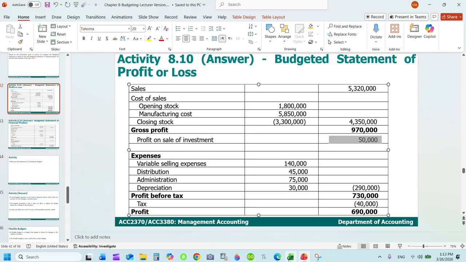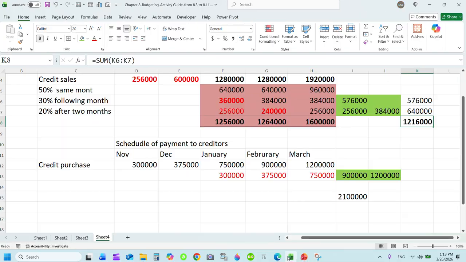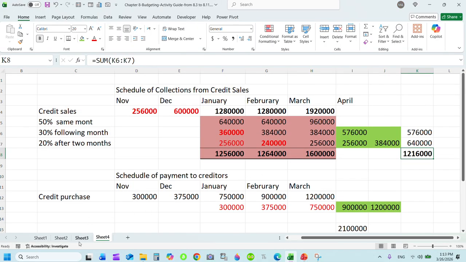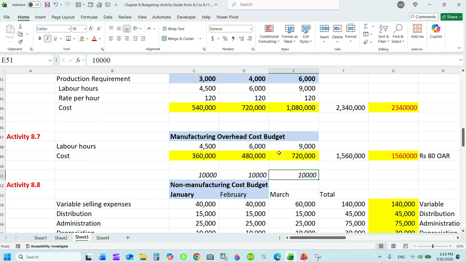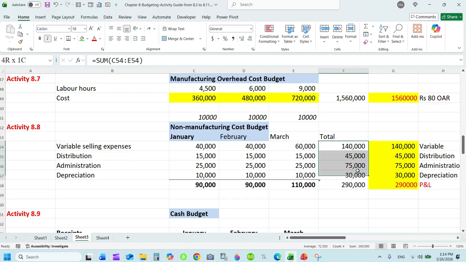I told you P&L basically comes with this amount, right? You can see 140, right? Non-manufacturing cost budgets basically come to P&L. Sorry, admin, sales and distribution, admin, depreciation, non-manufacturing related. Okay. So what is the amount? Total 140, 45,000, 75,000, 30,000, right?